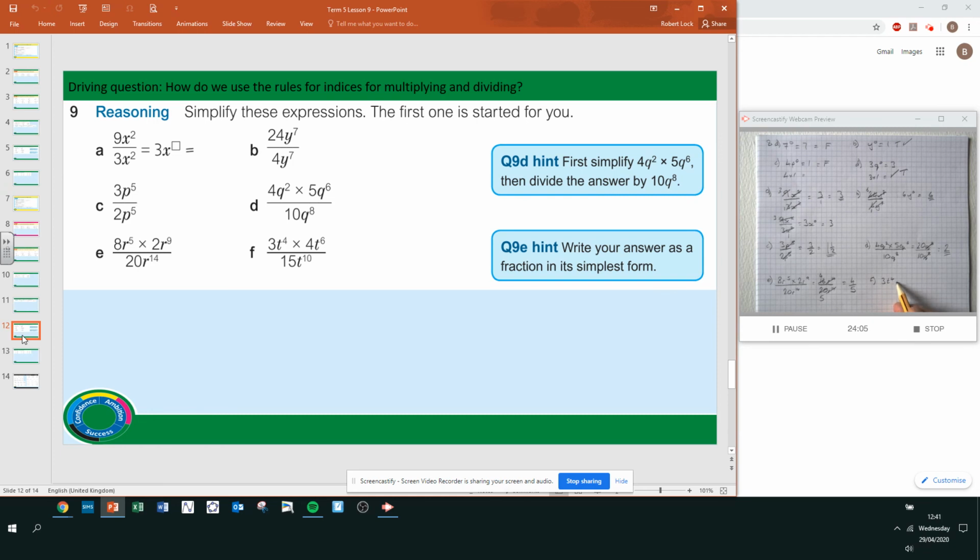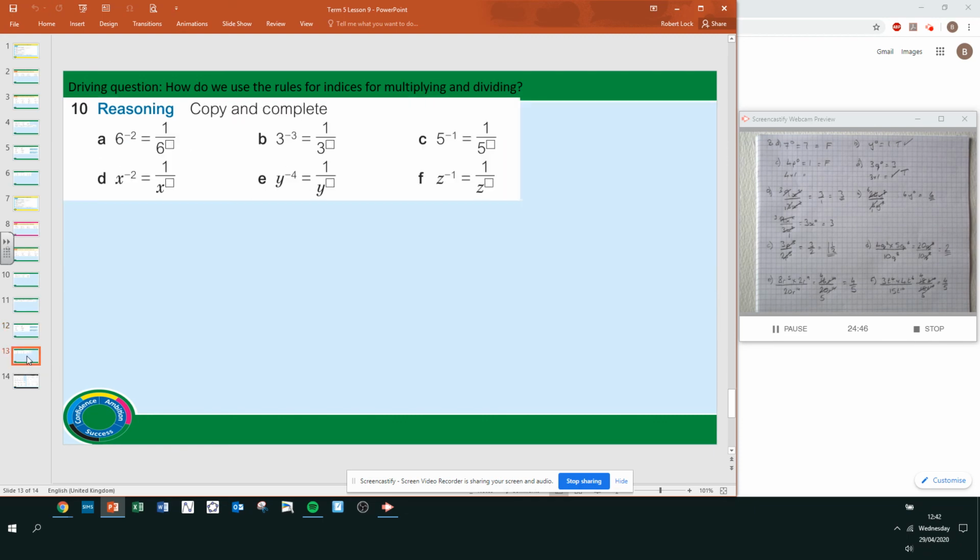F. 3t to the power 4 times 4t to the power 6, over 15t to the power 10. Working this bit out first, 3 times 4 is 12. Adding the powers, that's 12t to the power 10 over 15t to the power 10. We know these eliminate. What number goes into 12 and 15? That'd be 3. 3 into 15 goes 5, 3 into 12 goes 4. So the answer is 4 over 5.